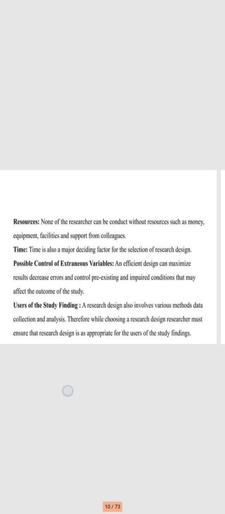Next is uses of the study findings. A research design also involves various methods of collection and analysis. Therefore, while choosing a research design, the researcher must ensure that the research design is appropriate for the uses of the study findings. So first is quantitative research design.